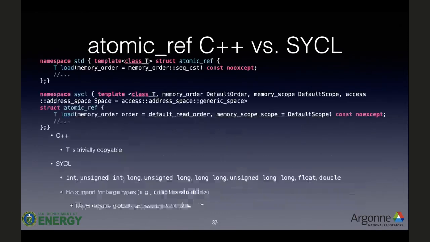Basically, in SYCL, the types are listed. The only types supported are int, unsigned int, and so on. If it's not one of those types, it's not supported under your SYCL atomic ref. Even if you have those sitting in a struct, like a struct with one integer member, that is not supported right now by SYCL atomic ref. So large type is kind of a misnomer. It's really, if it's not in that type list right there, it's not supported.